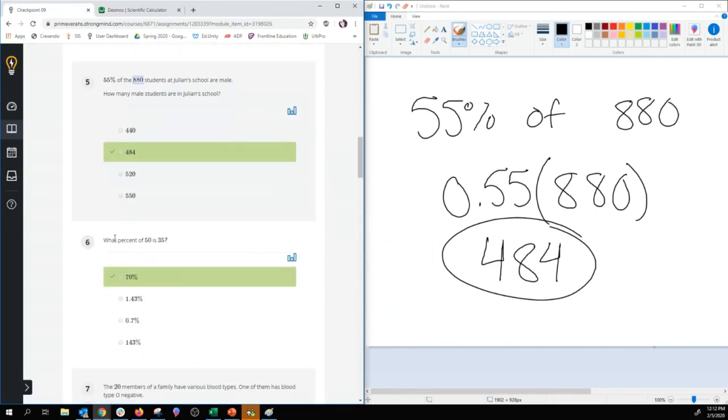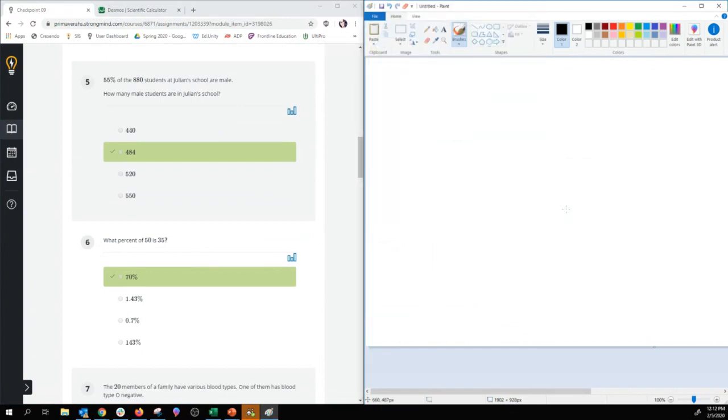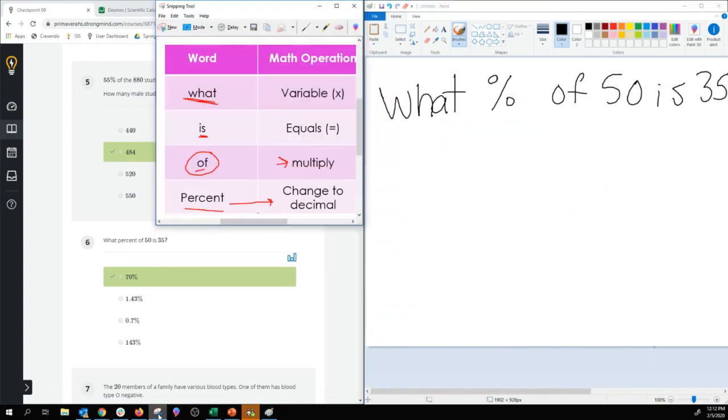All right, next one says, what percent of 50 is 35? This one's a little bit different because now instead of being given a percent, I have to find it. But I'm going to solve this one and break it down the same way I did the first problem we did. So what percent of 50 is 35? If I pull up that PowerPoint, the first two words of my sentence are what percent.